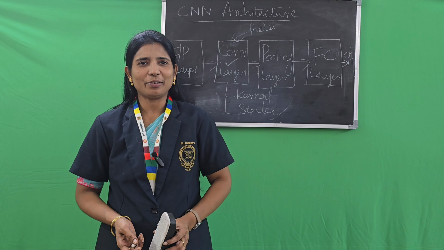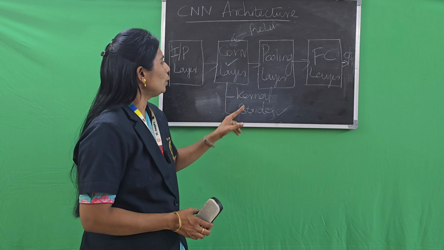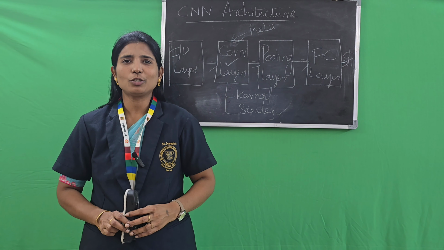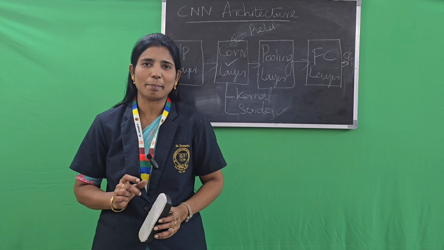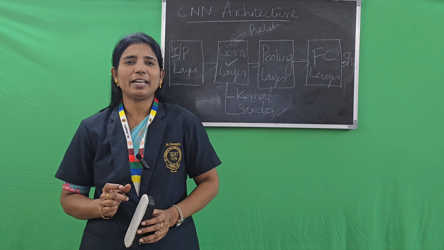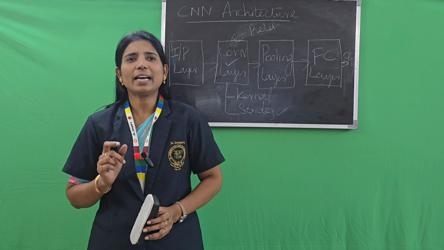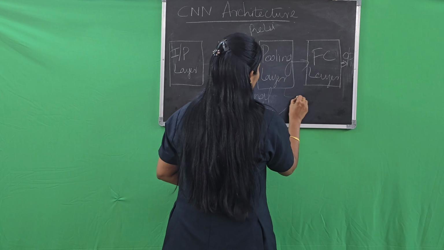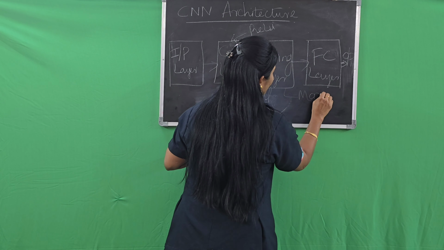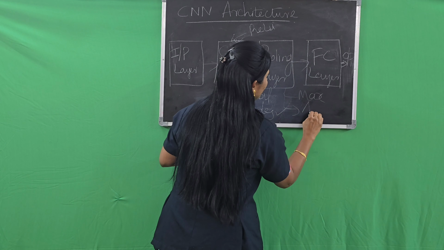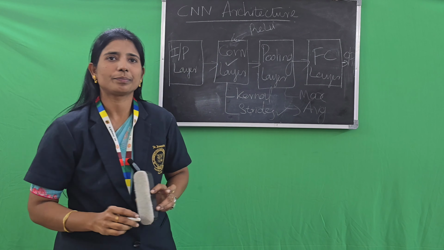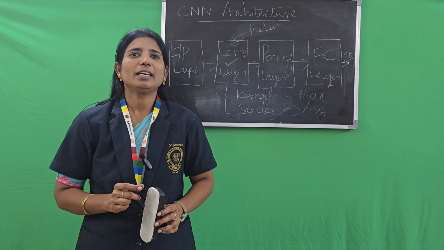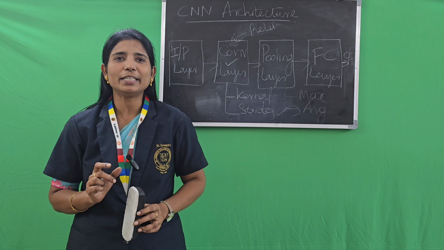After nonlinear activation function, we have pooling layer. The main purpose of using the pooling layer is to reduce the dimensions of the feature map, which is received from the previous layer activation function. We have two types of pooling strategies. They are max pooling and average pooling. Max pooling selects the maximum value from each patch, emphasizing the most prominent features.